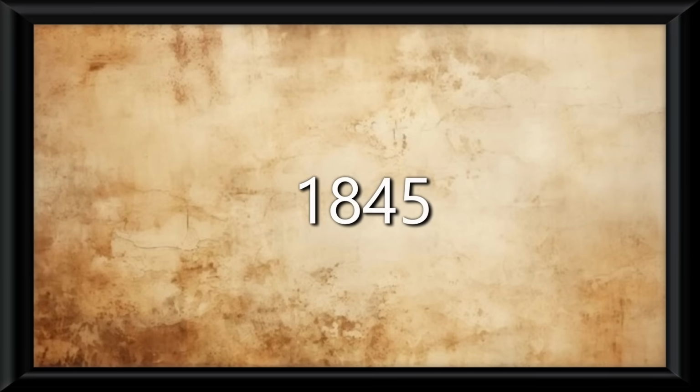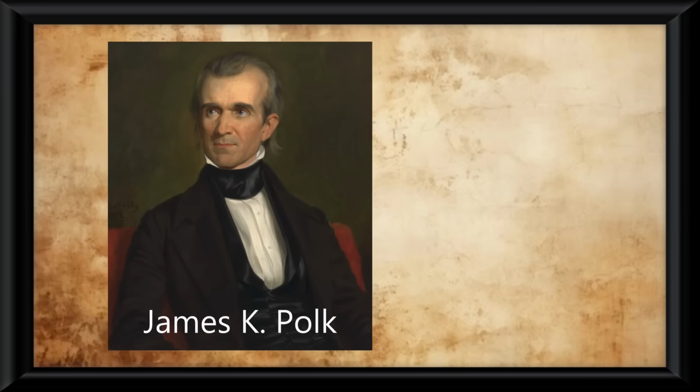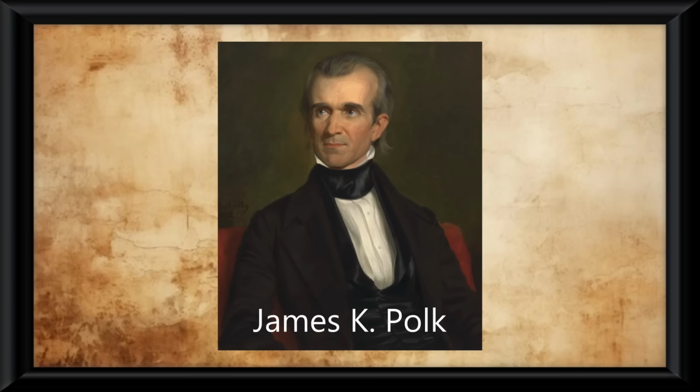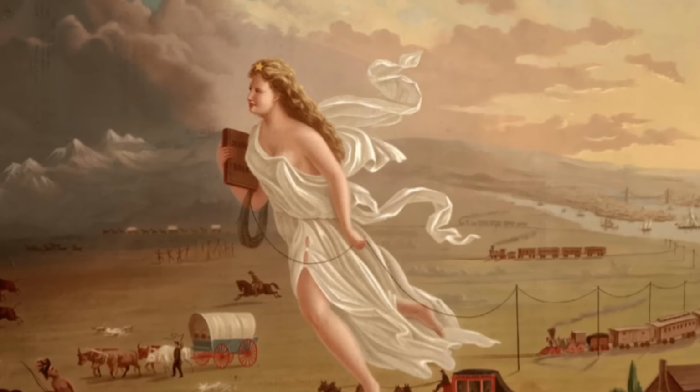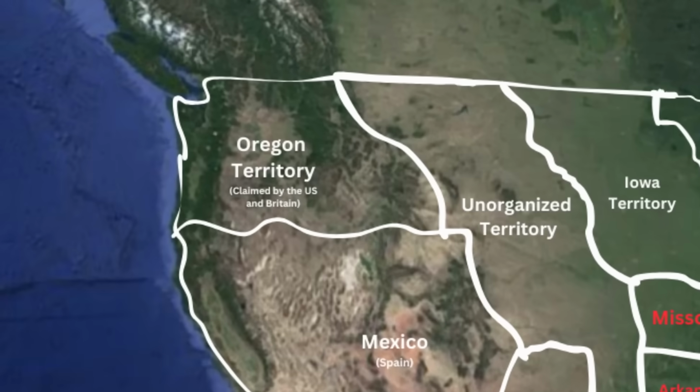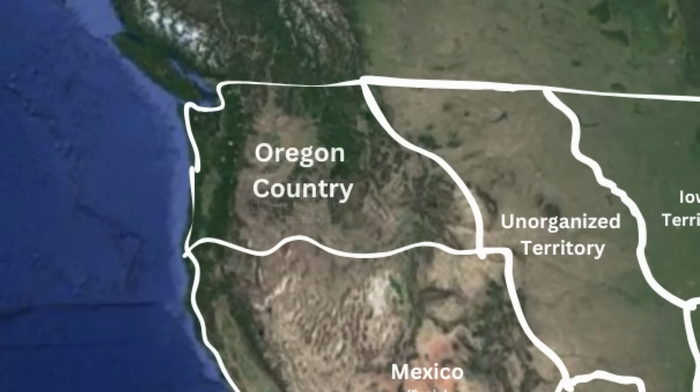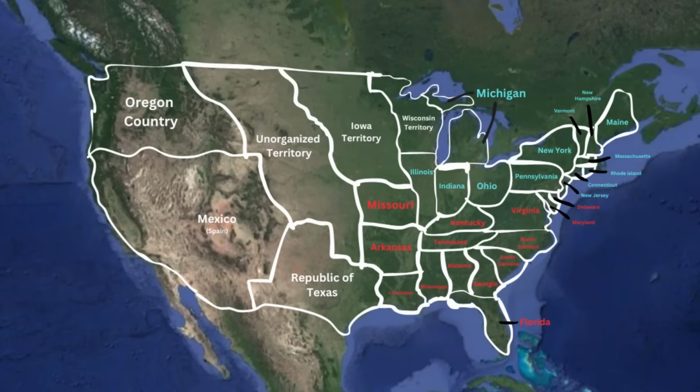So it's 1845 and James K. Polk is elected president. If there's one thing you should know about this guy, it is that he cared only about one thing: westward expansion. He started by negotiating with Britain to secure Oregon up to the 49th parallel. This would avoid war while expanding the US northwest.